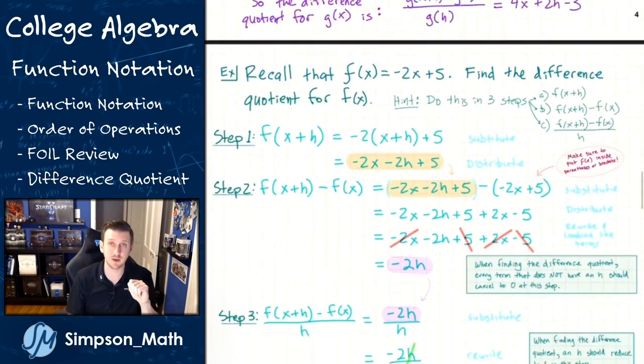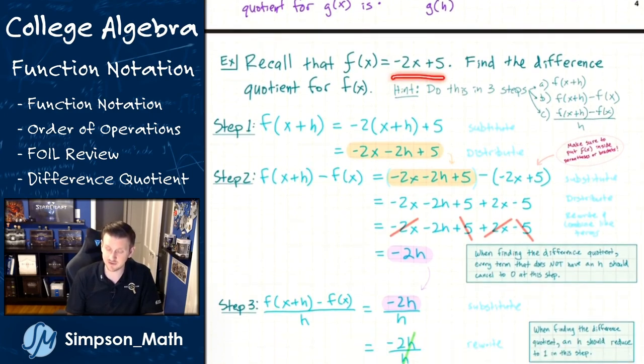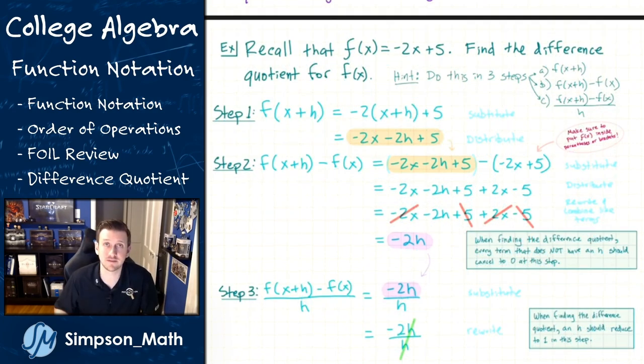Okay, so previously we talked about f of x. So f of x is negative 2x plus 5. So let's find the difference quotient for f of x. I often have you pause the video and try the problem on your own.